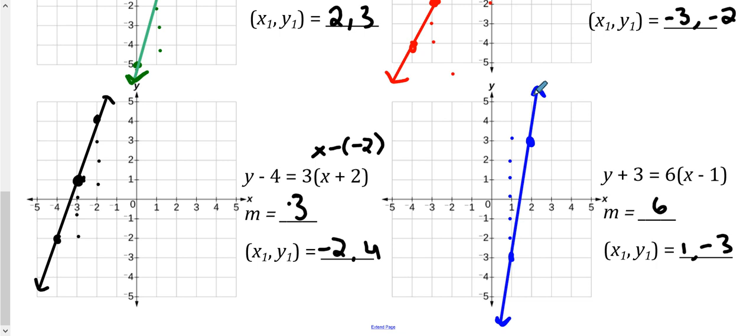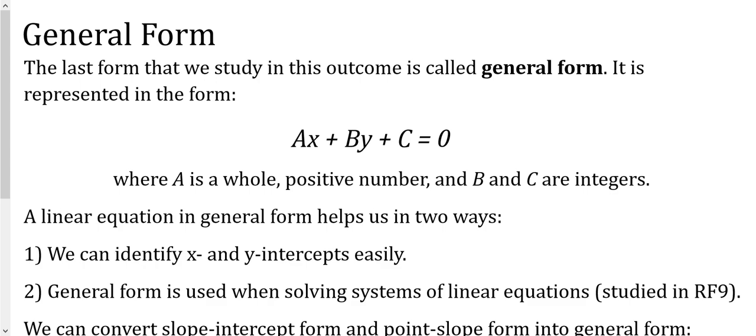All right, so that's where we're going to leave this off. The next lesson is going to be on general form. That's the last form we'll look at.